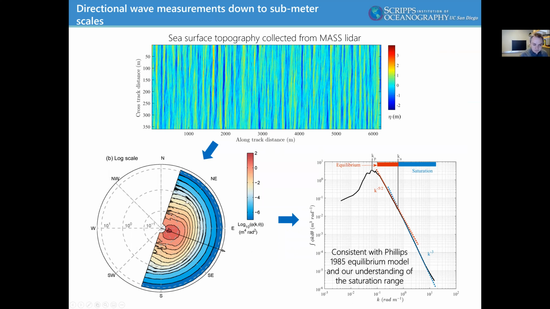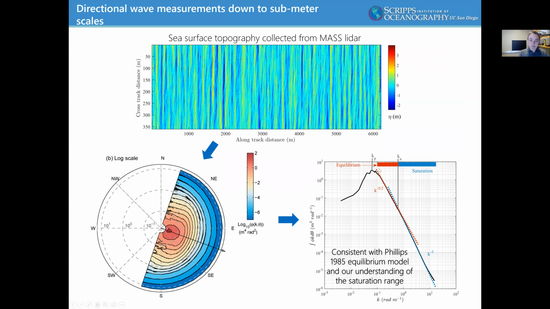And from this surface map, you can compute a directional wave spectrum. In the same way explained earlier, you can take this directional spectrum azimuthally integrated, and this is what you obtain. This is the omnidirectional spectrum, and we find this transition between equilibrium and saturation range, which is really clear, going from a -5/2 power law to a -3 power law. This is consistent with Phillips' 1985 equilibrium model and our understanding of the saturation range, which is great.